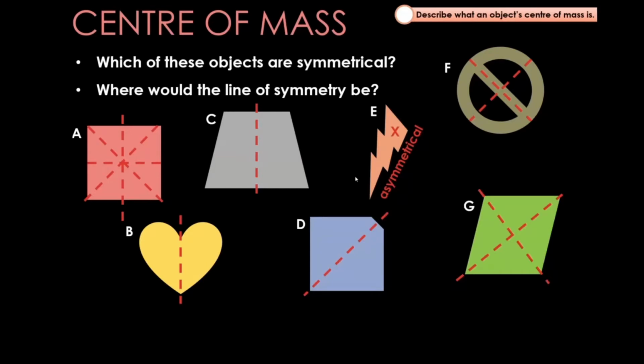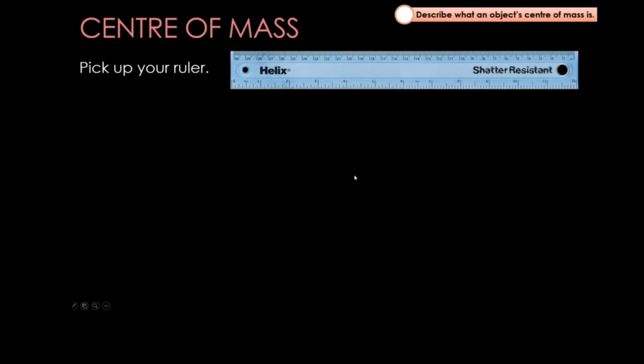Okay, cool. So let's move on. This is where you're going to need your ruler. So hopefully you have a ruler to hand. I want you to pick it up. That's your first command. Pick up your ruler for me, please. And we're going to use it to try something.